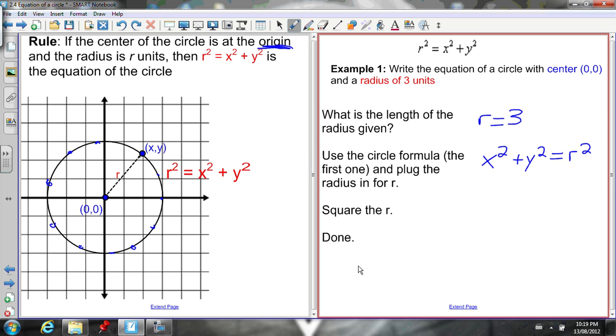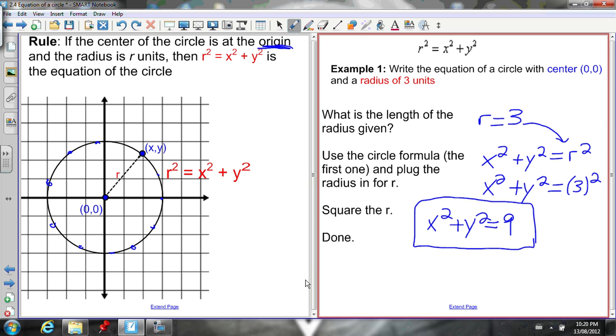I know r is 3, so I'm going to plug that in for r into my equation. I get x squared plus y squared equals 3 squared. Now we just square that r. I know what 3 squared is, so I can simplify that: x squared plus y squared equals 9. And you know what? We're done. That's the equation of that circle.